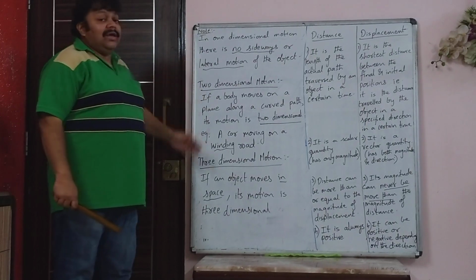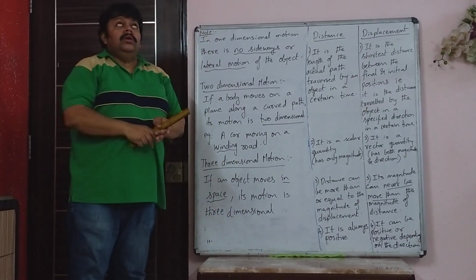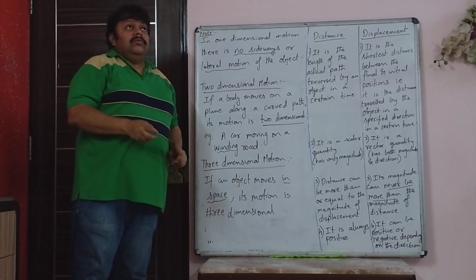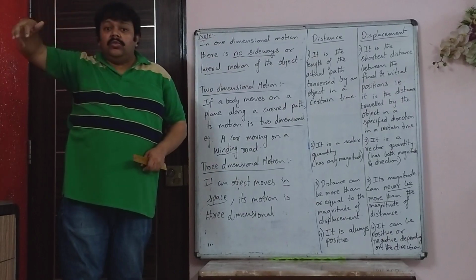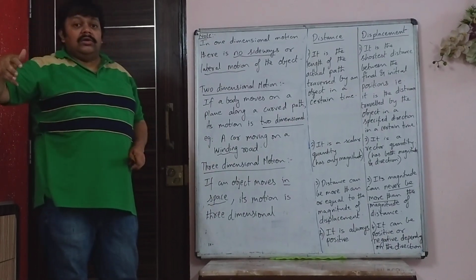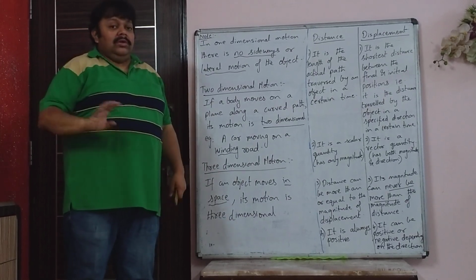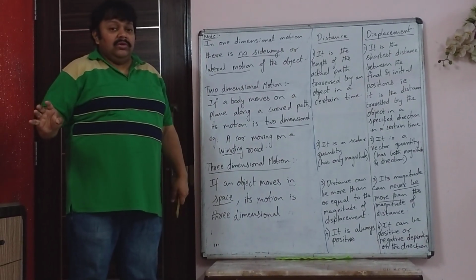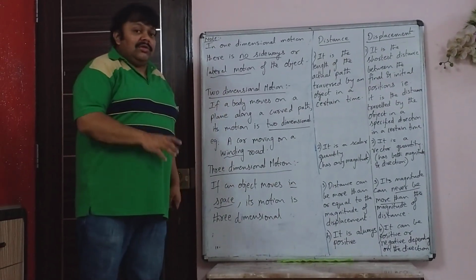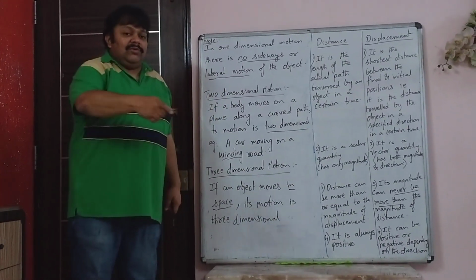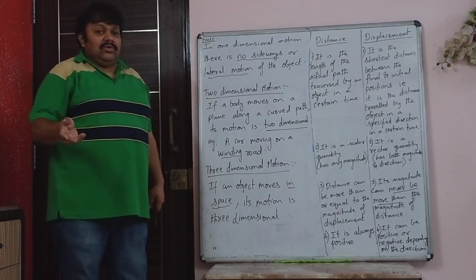So in one-dimensional motion we consider a ball falling down. It is coming down straight. We are not considering that it is moving sideways or that wind is causing it to move sideways. That is not taken into account. If it moves sideways, it is two-dimensional motion. Then it is no longer one-dimensional motion. Similarly, a car moving on a straight road is one-dimensional motion. But if the car is moving on a winding road, then it is two-dimensional motion.